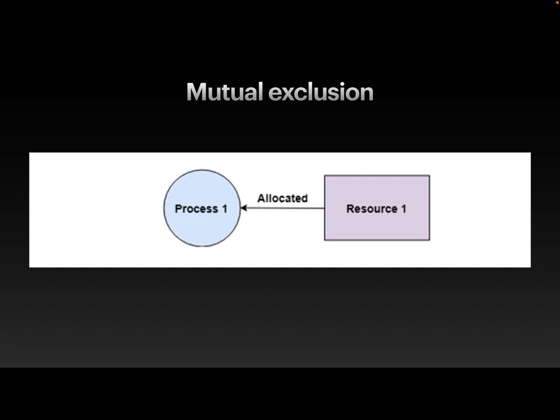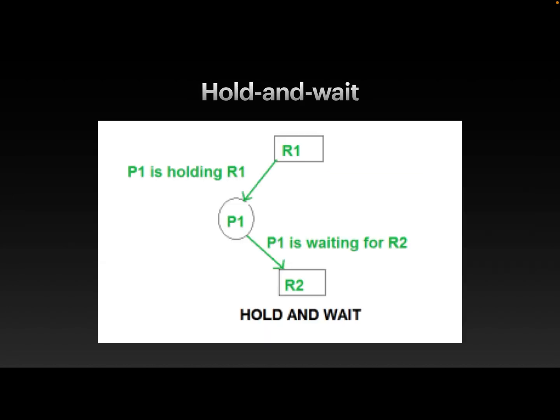Now let's talk about mutual exclusion. If a resource is held by a process, any other process requesting for that resource must wait until the resource has been released. Hold and wait condition. Processes are allowed to request for new resources without releasing the resources that they are currently holding.